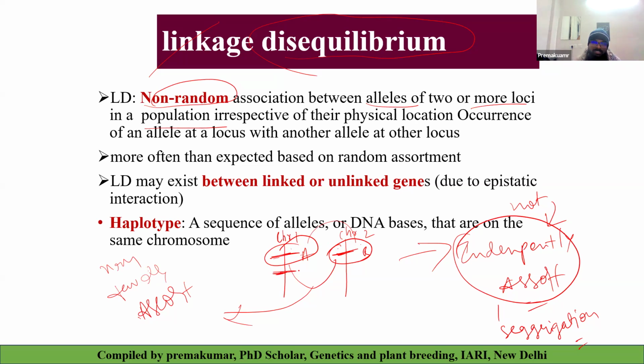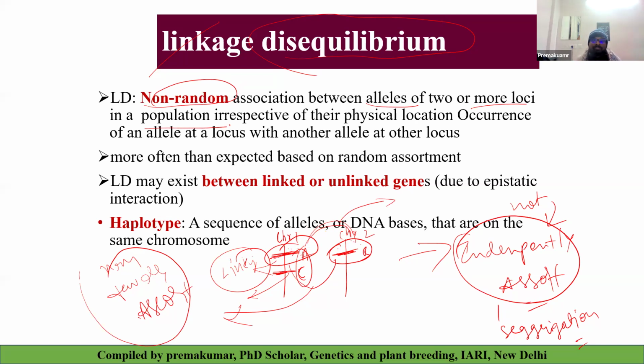Normally, we think genes which are present on the same chromosome, for example A and C, are definitely in linkage and will assort together. They will not assort independently. But for genes on chromosome 1 and chromosome 2, which are different chromosomes, normally they should assort independently because they are not linked. But sometimes, because of epistatic or hitchhiking effects, we'll discuss what the hitchhiking effect is, the genes will assort non-randomly even though they are present on two different chromosomes.